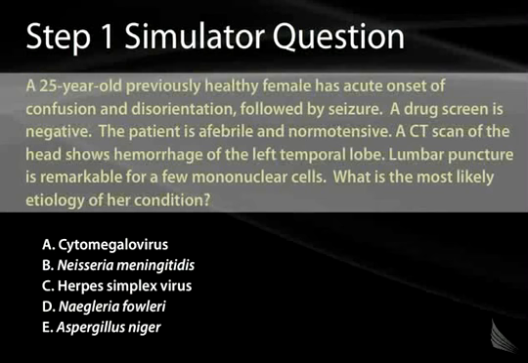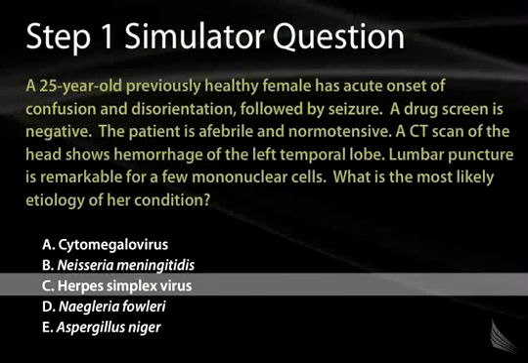The correct answer here is actually HSV, herpes simplex virus. Why? Because herpes simplex virus is the most common cause of acute onset confusion, disorientation, and seizure, or complex partial seizure, in a young patient who otherwise has no other findings clinically, and on CT has small hemorrhage of the temporal lobe. Herpes virus likes to set up shop in the temporal lobe, and you'll see hemorrhage in response to that.